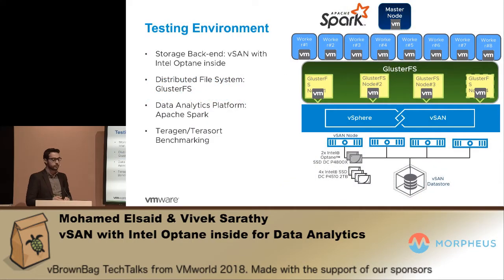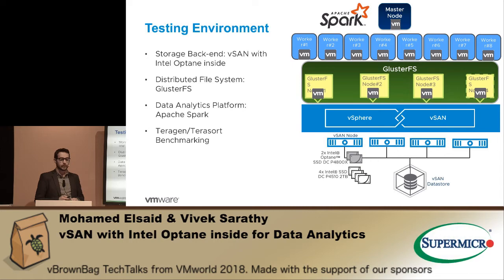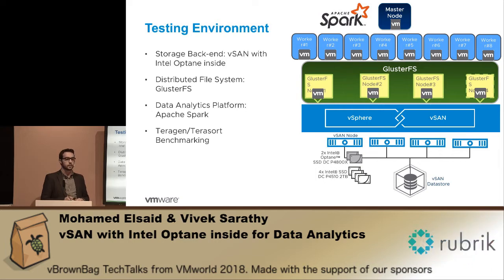So for this objective, we have built a test bed with this environment. So we have Intel Optane as a cache layer for the vSAN data store, and we have a 4-node cluster, and we have built a shared distributed file system, which is GlusterFS. So as you know, HDFS is the normal distributed file system for data analytics. However, we see Gluster file system has comparable performance. However, it is much easier and much more straightforward in deployments. So we have used the Gluster file system as a distributed file system for the data analytics environments.